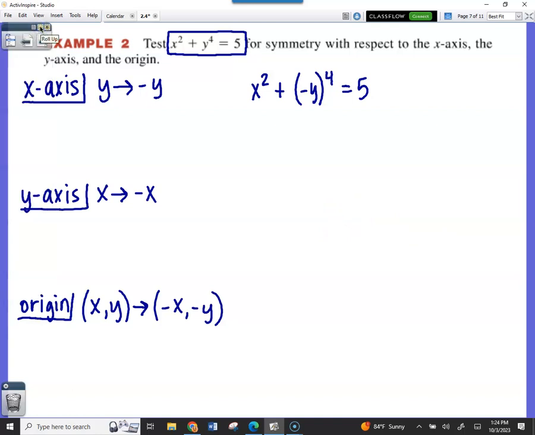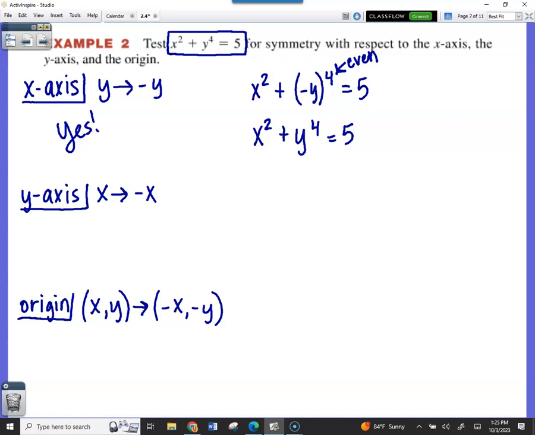So right here, where I have negative y raised to an even power, because this is even, it would end up looking like this. It would become positive. Okay? Now compare that to the original equation. What do you notice? It's the same thing. So is it symmetric about the x-axis? Can you fold it over the x-axis and have the same image? Yes.